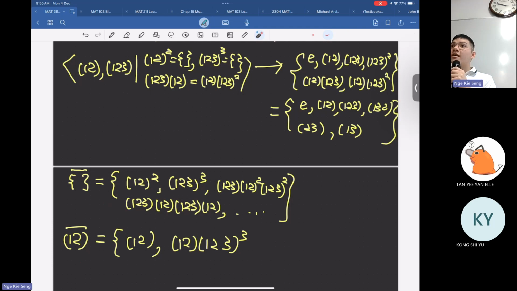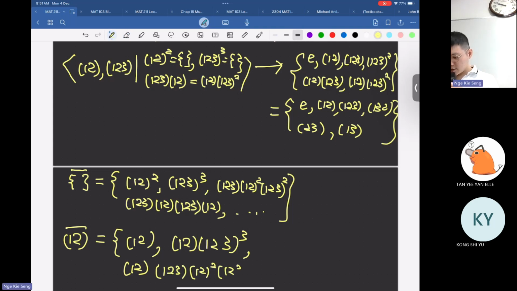A times H, right? You take the representative times everything in your subgroup, A times H. Okay, right? And also (1 2) times (1 2 3), times (1 2) squared times (1 2 3) squared, and so on. Okay.